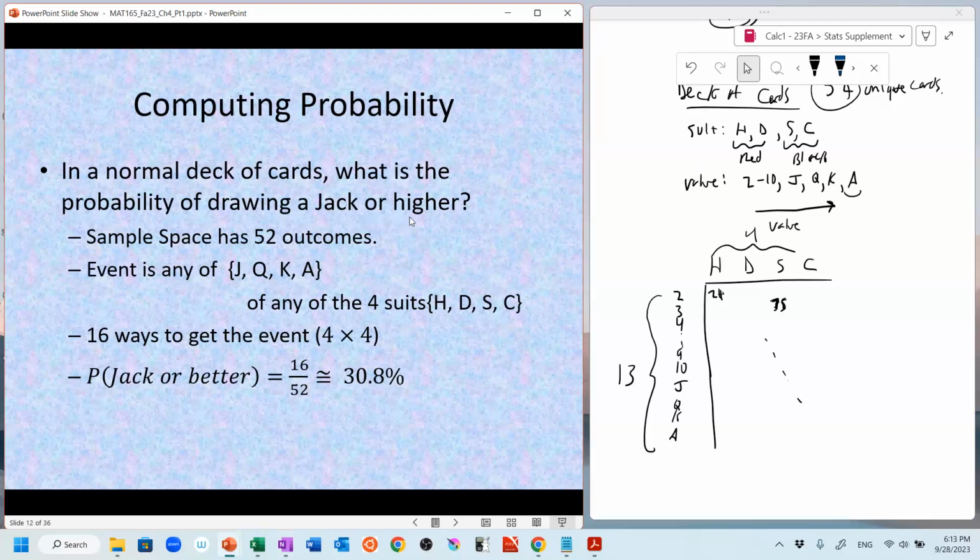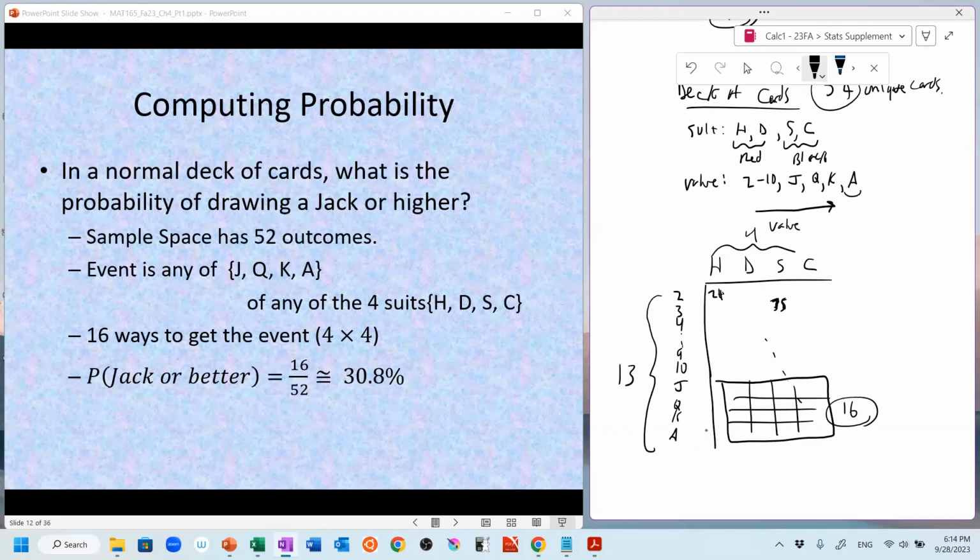Okay, so what's the probability of drawing a jack or higher? There are 52 cards, all equally likely to be drawn. And the cards that are in the event are any of these 4 values, jack, queen, king, or ace, and any of the 4 suits, hearts, diamonds, spades, or clubs. So in other words, these are the outcomes in the event. 16 outcomes in the event divided by 52 total outcomes in the sample space, total cards in the deck. So 16 out of 52 is 30.8%.